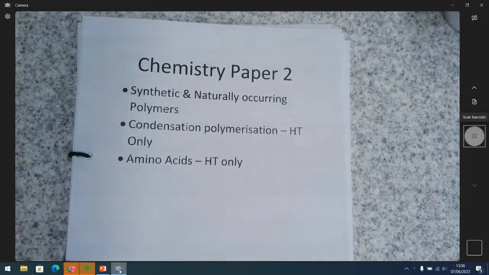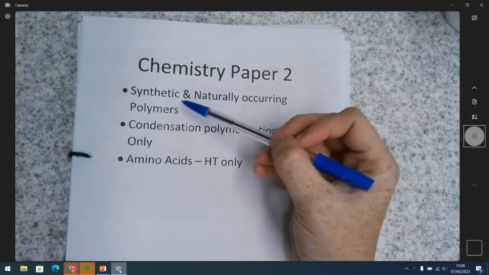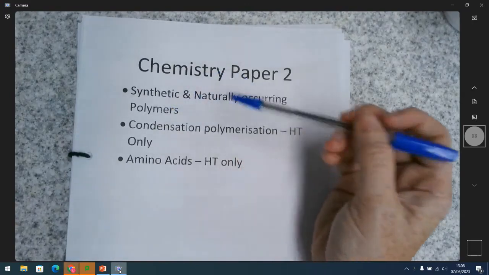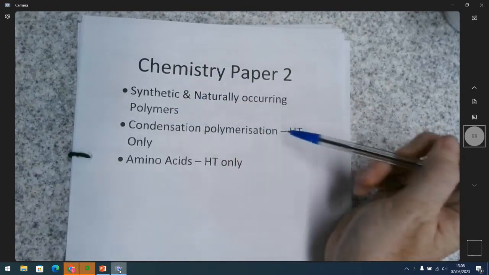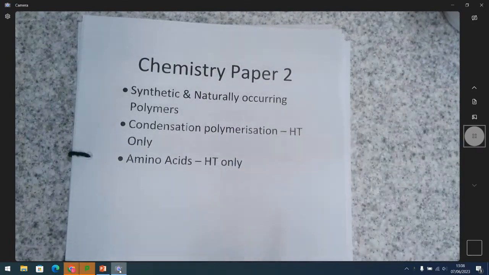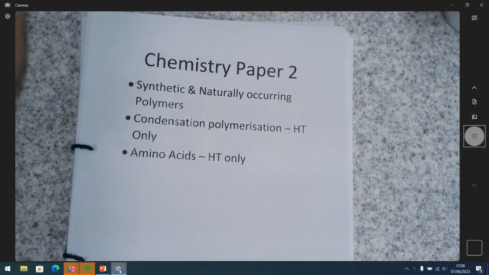Hi Year 11, in this video we're going to look at the following three areas for Chemistry Paper 2. I do want to point out that the first part covers both foundation tier and higher tier chemistry, and then we'll stop there and move on to what is higher tier only content, and I will make it clear as we're going through the video exactly when that occurs.